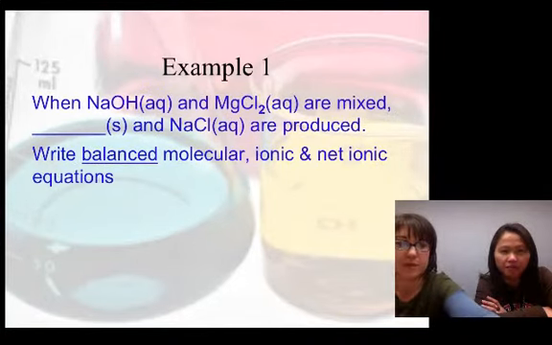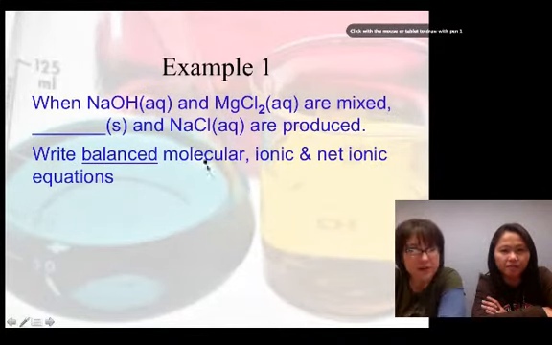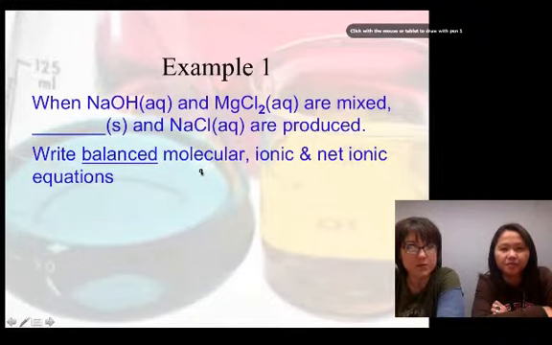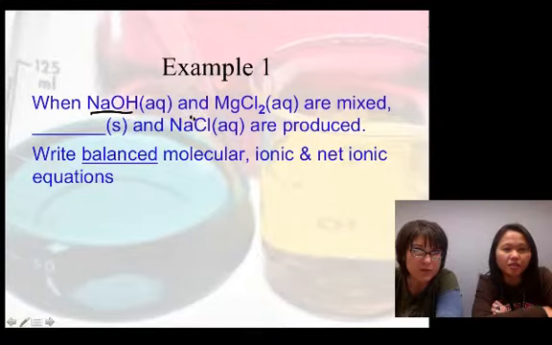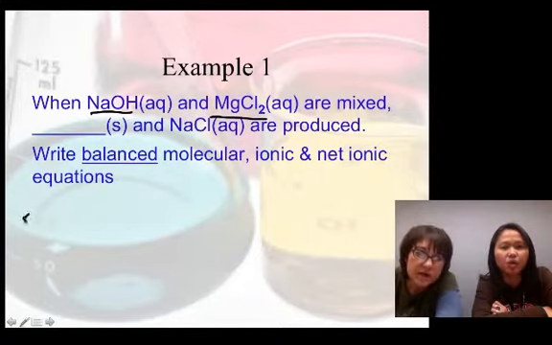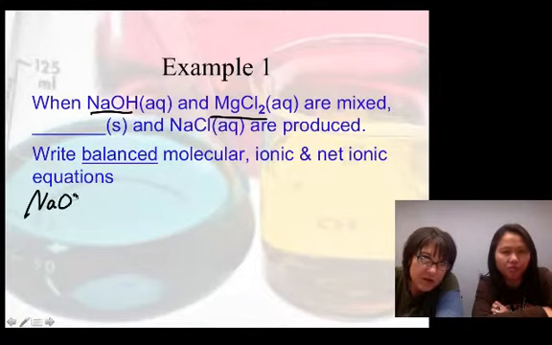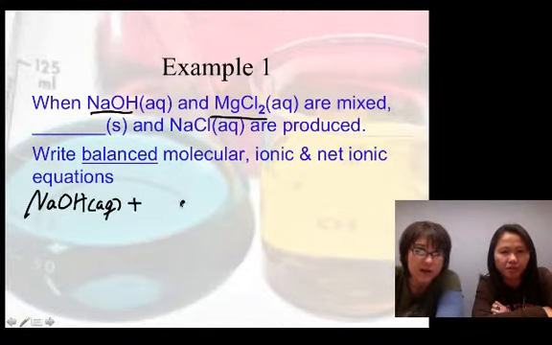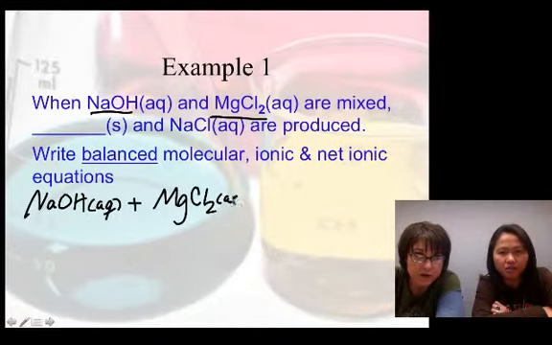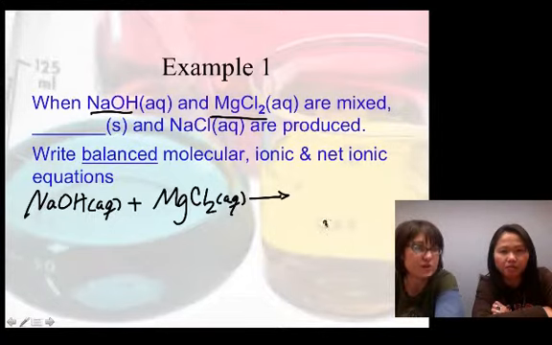Okay. So if we have sodium hydroxide and magnesium chloride mixed, what are we going to make? This looks like a double replacement reaction, a compound and a compound reacting together. So I have NaOH, that's aqueous. MgCl2, also aqueous. And it makes some precipitate.